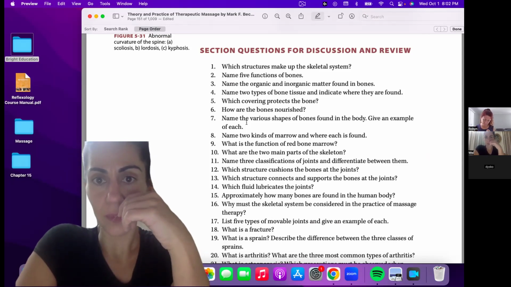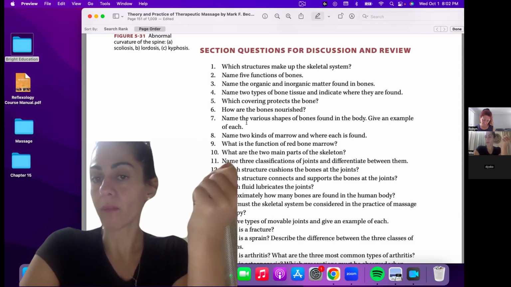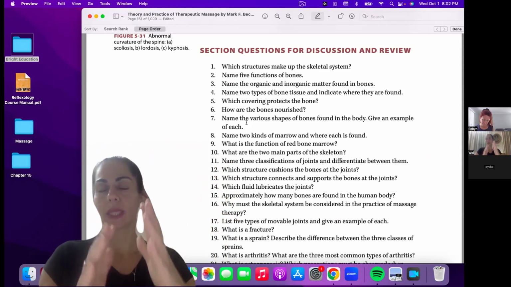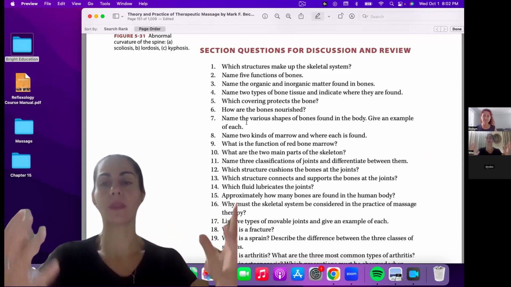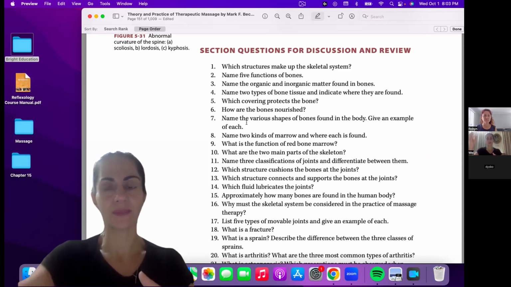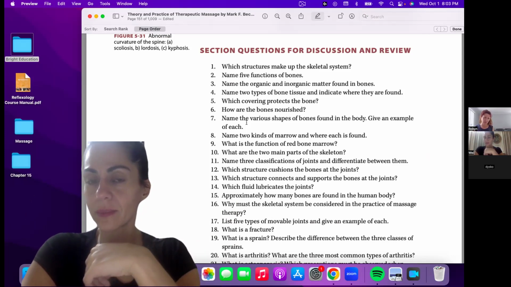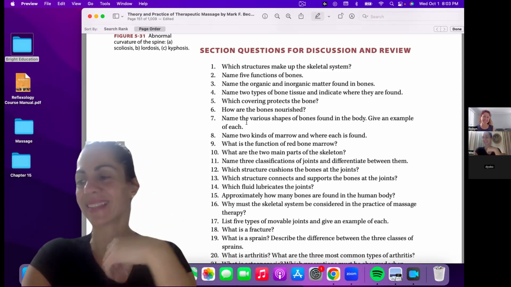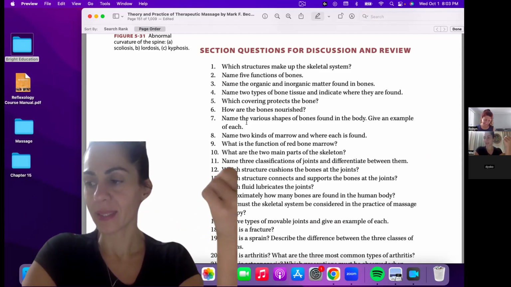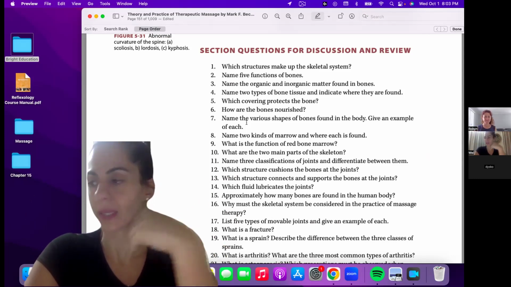Number 4, name two types of bone and indicate where they are found. So when we talked about the structure or anatomy of the bone, we have an outer layer that tends to be harder, and the inner layer, correct, that tends to be more spongy. Exactly. So two types: we've got the cancellous, which is spongy tissue, and we have the dense or compact. You are correct.